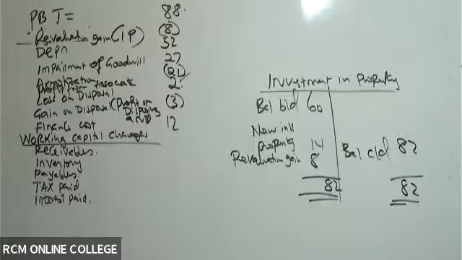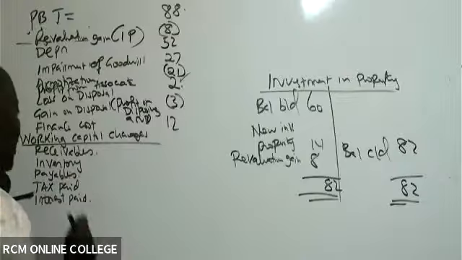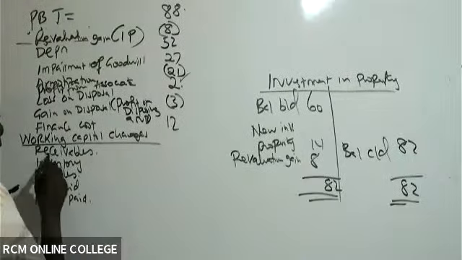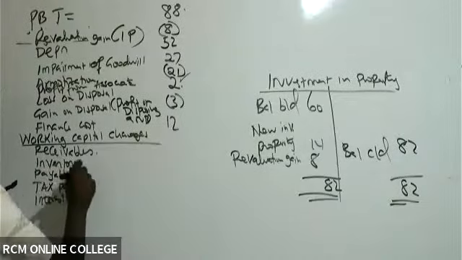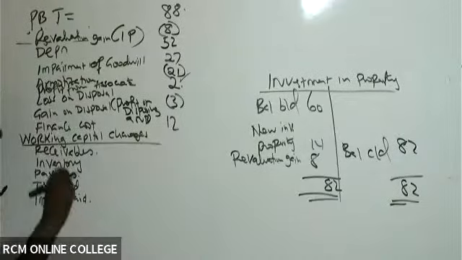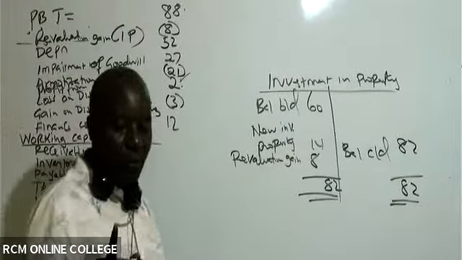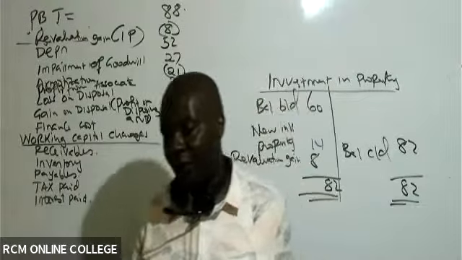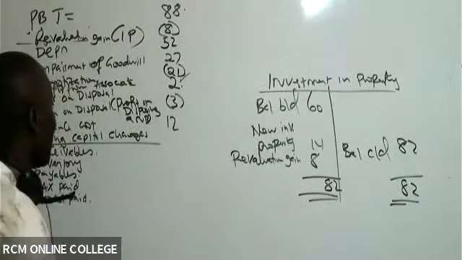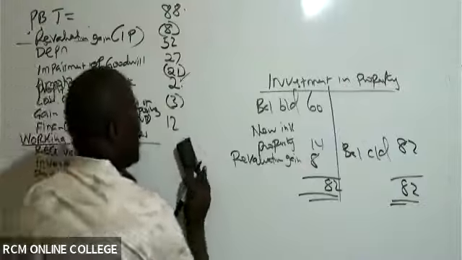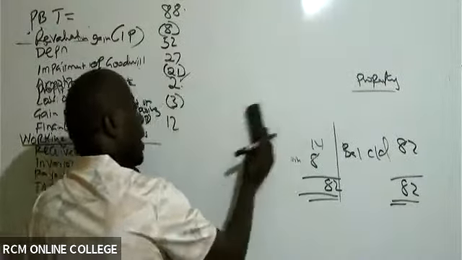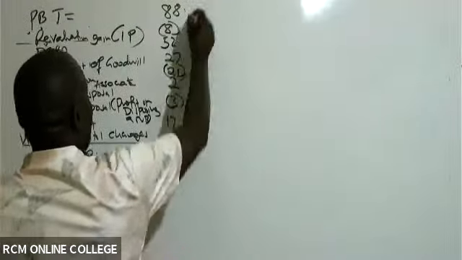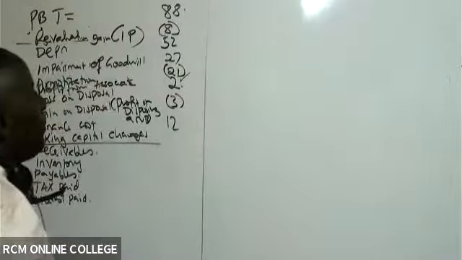All right. Then, ladies and gentlemen, please come here. Under working capital changes, we have these three: receivables, inventories, and payables. But before I continue with this, are we together somehow? All right. Thank you very much. I love these working capital changes. These are normally low-hanging marks.